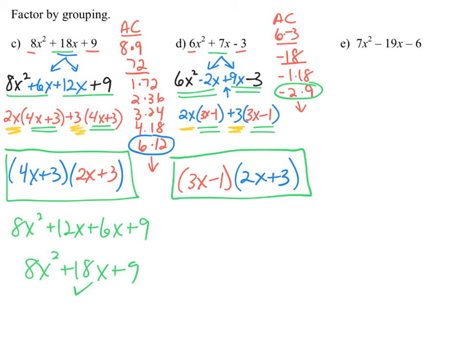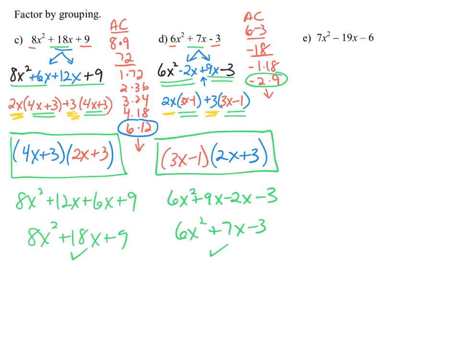We can check by using the FOIL method. The first is 6x squared, the outer is plus 9x, the inner is minus 2x, and the last is minus 3. By combining the middle terms, we get 6x squared plus 7x minus 3. That's what we started off with, so we know that we have the right factors.